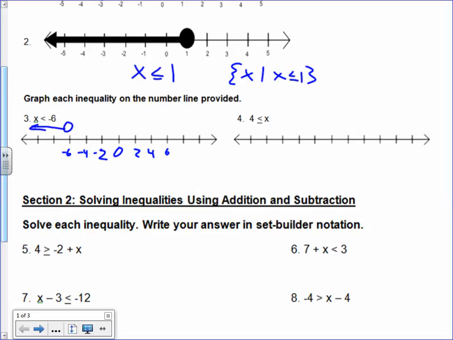Now number 4, before you can graph it, you got to write it with the x in front. So rewrite it so that x, flip the symbol, greater than or equal to 4. 0, 2, 4, 6, -2, and so on. A closed circle at 4 this time. And it's greater than or equal to it, so it's going to the right.